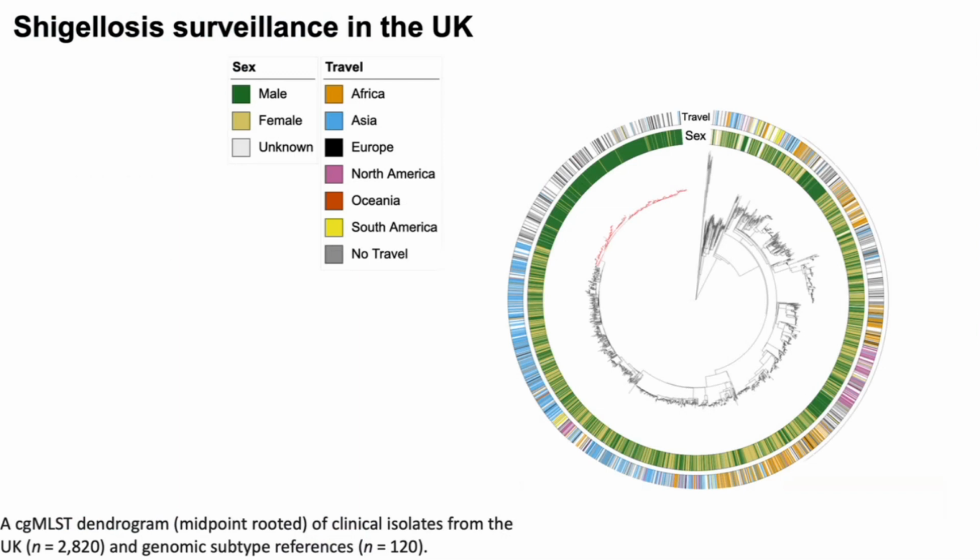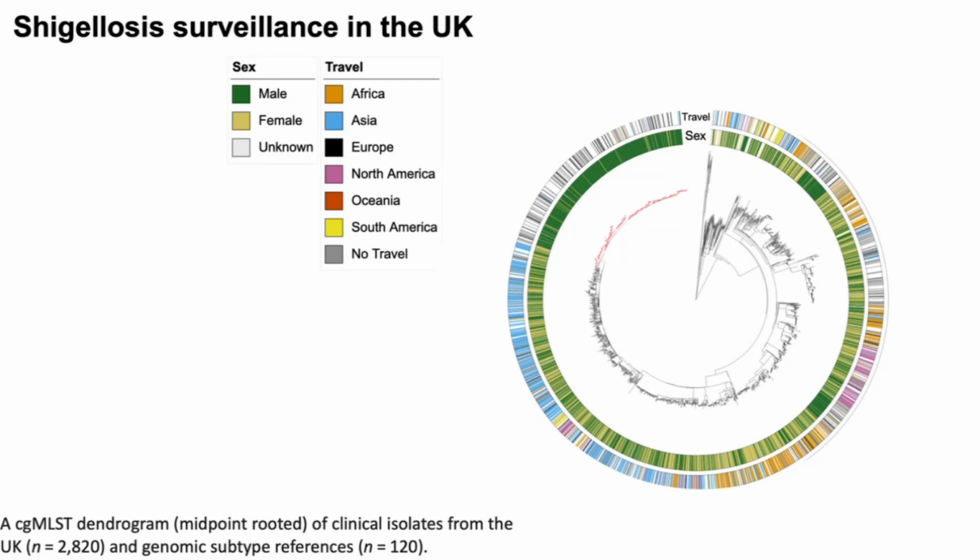So using that routine sequence data, I produced this phylogenetic tree. As you can see, it's more like a ring than a tree. Basically, the closer the isolates are together, the more phylogenetically related they are. That's the simplest way of putting it. You can see metadata rings, sex and travel, and the colors correspond to different metadata labels. Male is green, and travel is lots of different colors depending on where each isolate is associated with. These are all isolates from the UK, but people obviously have traveled to different places.